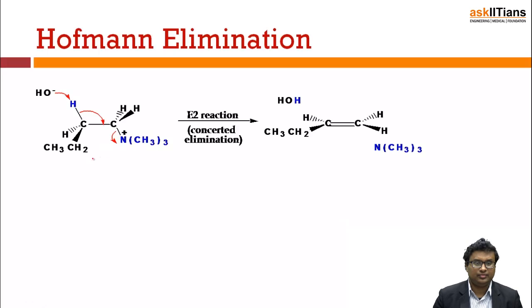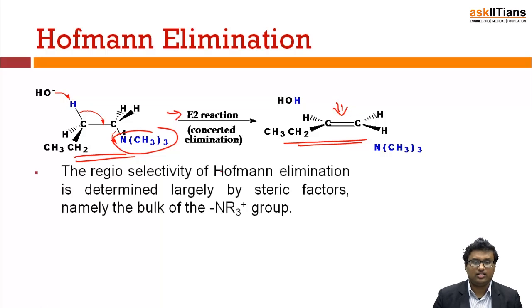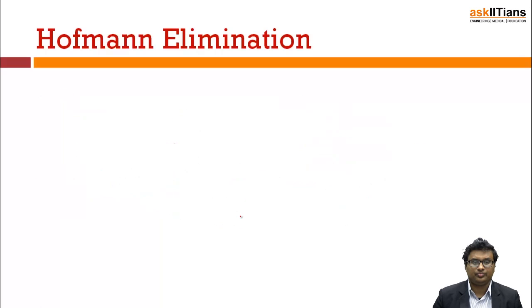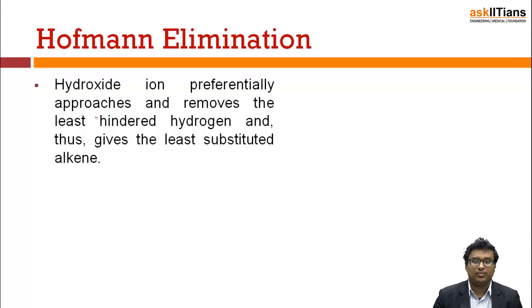So you can see here the same set of amines undergoes an E2 reaction, because it's regioselective again. There is proton transfer and you'll be getting an alkene. The regioselectivity of Hofmann elimination is determined largely because of steric factors, namely the bulk of your NR3 plus group. So hydroxide ion approaches and removes the least hindered hydrogen and it gives the least substituted alkene.